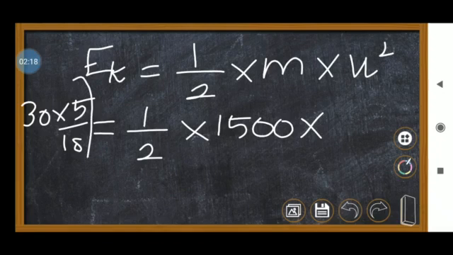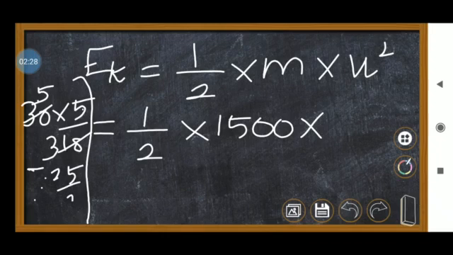So here, 3 6s are 18, 5 6s are 30, so 5 into 5 is 25. So it is 25 divided by 3, 25 divided by 3 into 25 divided by 3.